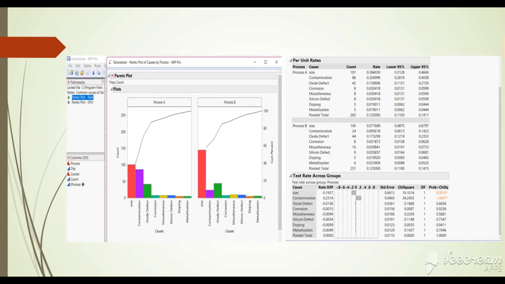Looking at both process A and B, it seems like the size is the main factor of the defect. For A, it's about 40% of all defects, and for process B, the size defect is about 60% of all defects. Also for process A, contamination is also a main cause of defects, at about 30%.